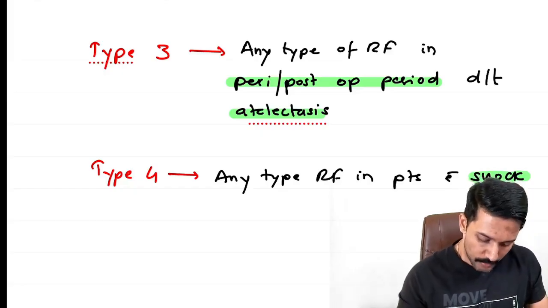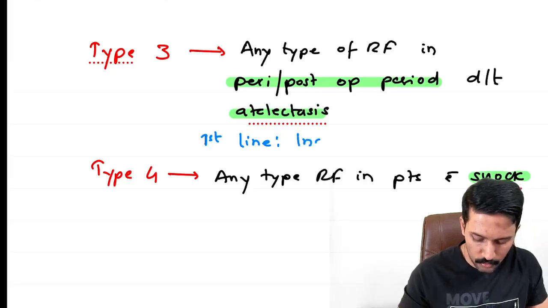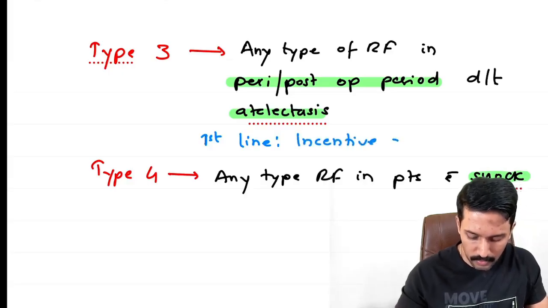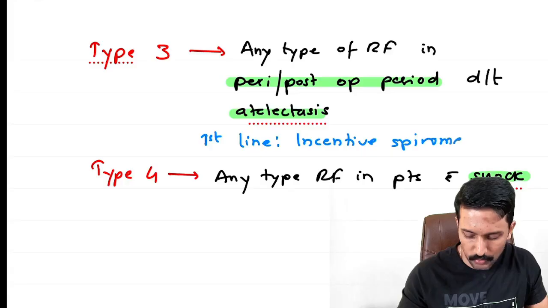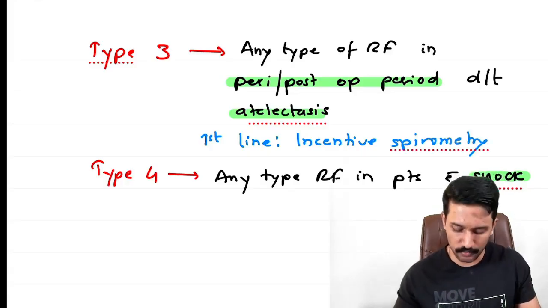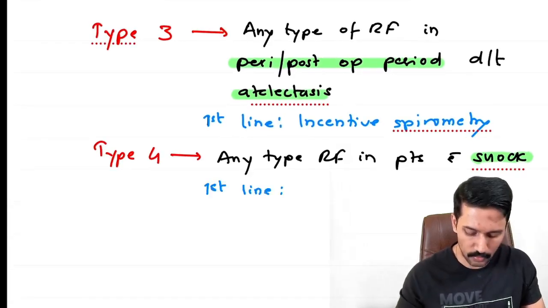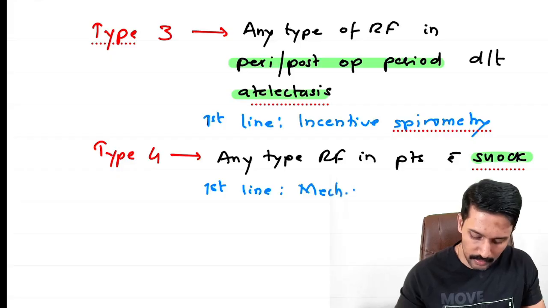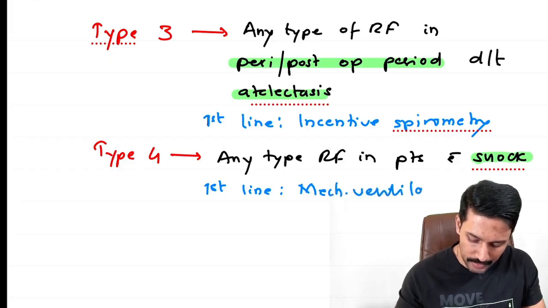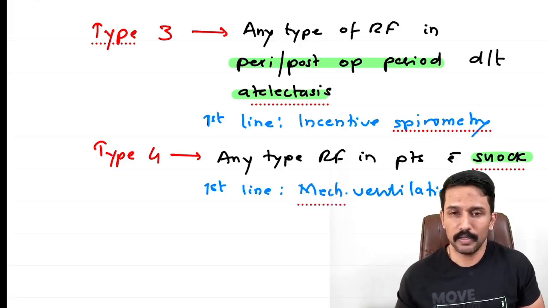Why are these two separate categories? I have discussed that at length in the offline classes. I will just write down the key point. The first line treatment for type 3 respiratory failure is going to be incentive spirometry. Doctors should not unnecessarily use oxygen or waste oxygen and become a cost burden to the patient. Try incentive spirometry. But if it is type 4 respiratory failure, don't try oxygen, NIV and all. These patients require mechanical ventilation. Right. So that's about respiratory failure.